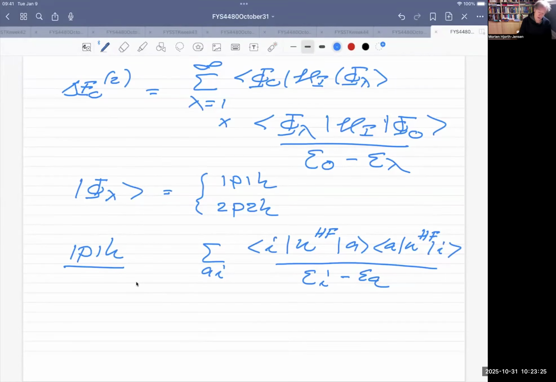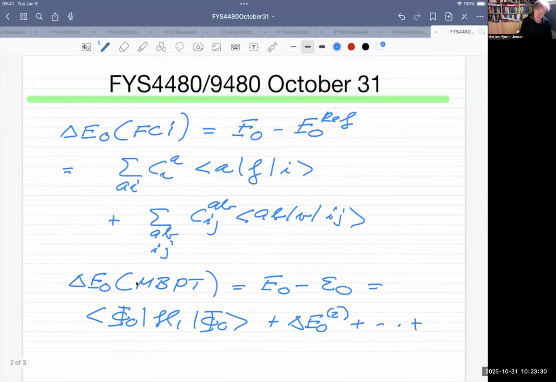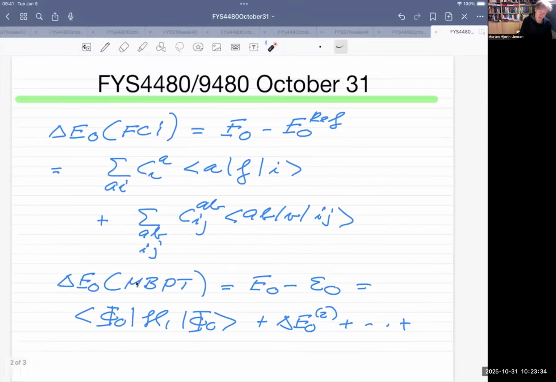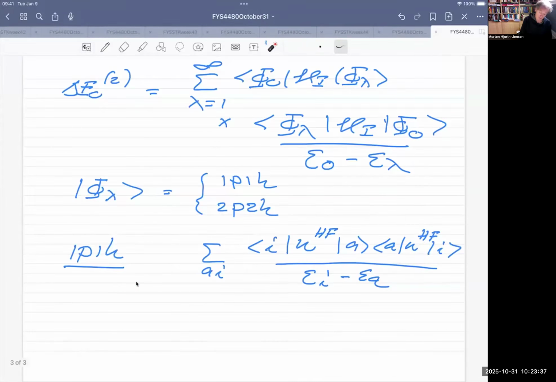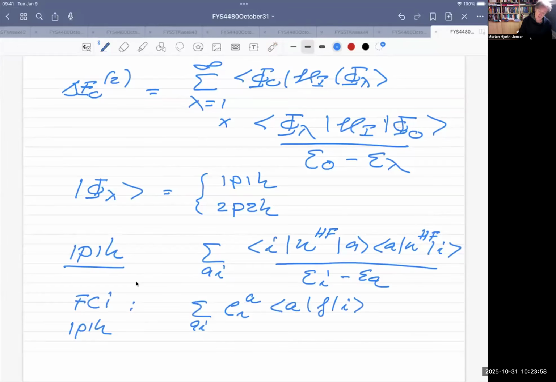And when we go back to the expression we had from FCI, let's bring back the FCI term and make the comparison. The one particle, one hole piece from FCI is a term which runs like A I, and then we have the coefficient, which we get from diagonalization, and then we have the term with F of I, like this.